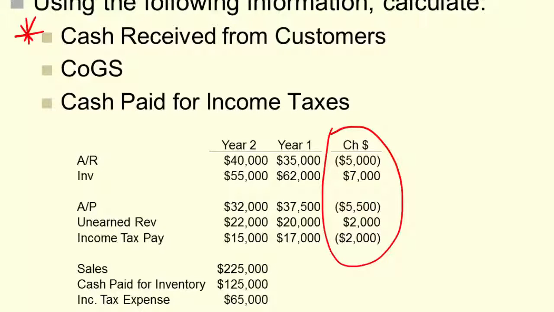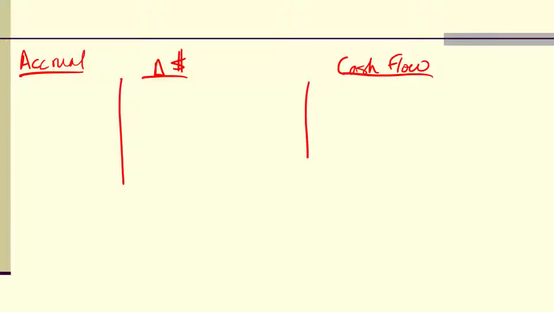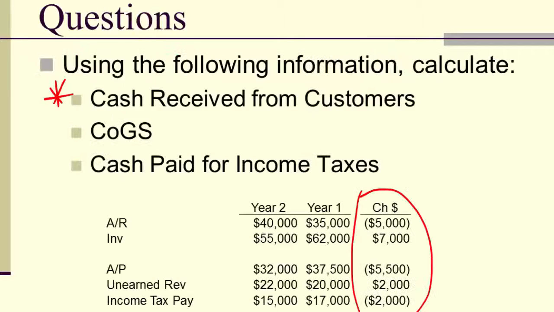Cash received from customers, I need really just a small worksheet. And again, I'm going to put accrual information here. I want to get the change in cash there, and then my cash flow information over here. That's step two. Step three is to put in what we know.